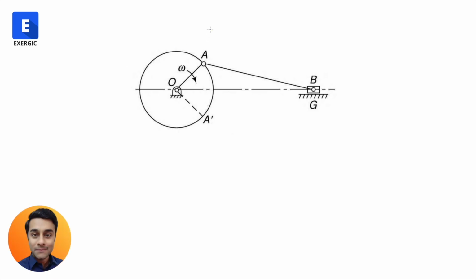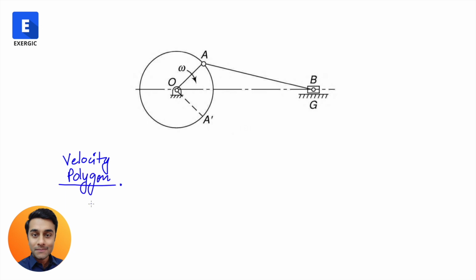Now let us start the graphical method with the most basic case. This is the case which is the most fundamental case for velocity analysis. Let's start with this, and then we will move on to more complex shapes and more complex mechanisms as we cover the basics. Now, the graphical method includes the construction of a velocity polygon.